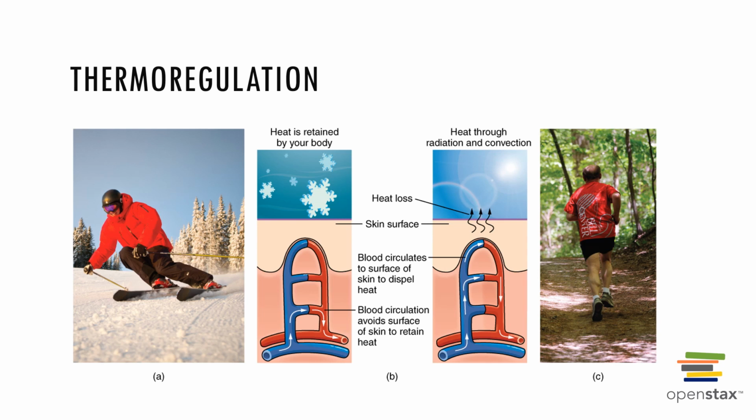We have insulation via adipose tissue in the hypodermis and cooling via sweat, evaporation, and radiation, which is heat from our muscles that is carried in the blood, which radiates throughout the blood vessels in the skin. So heat can be retained in the body, or heat can be lost in the body through radiation and convection.